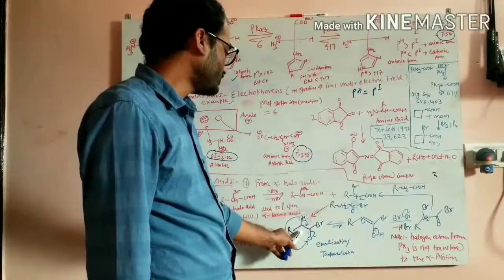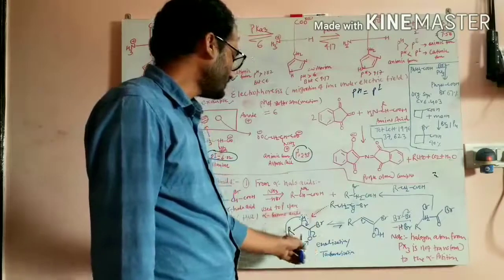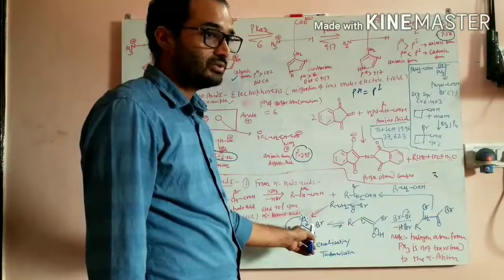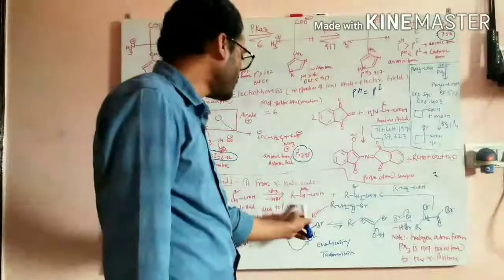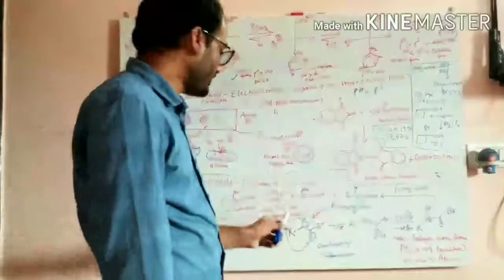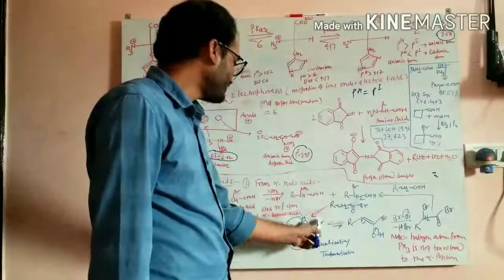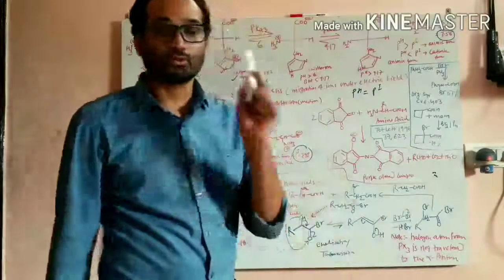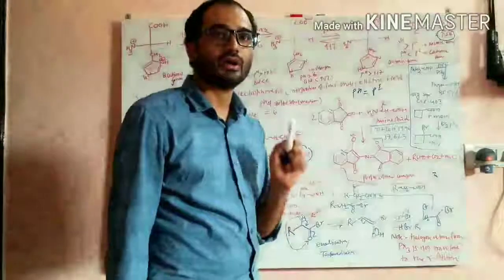What is this molecule? Sorry, this is actually an acid bromide. This is simply RCOX. This is an acid bromide. So this acid bromide undergoes enolization. This is also known as tautomerization, or simply we can say a 1,3 sigmatropic shift of hydrogen.